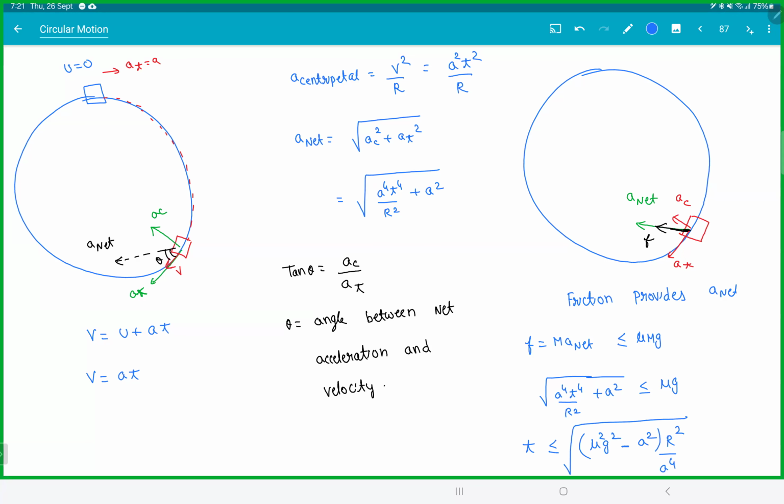Up to this time, the vehicle won't slip. This is your no slipping condition. So once you cross this time, the vehicle will slip. So what is the whole story happening here? See, when the vehicle started, let me show you.